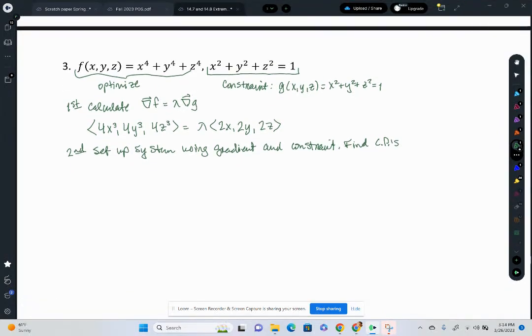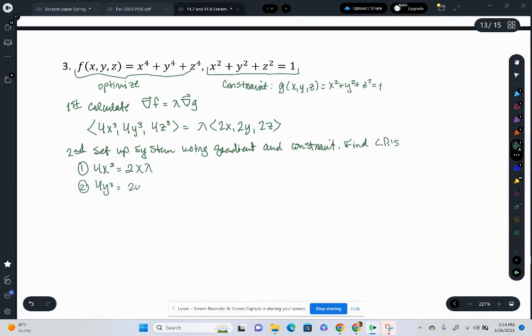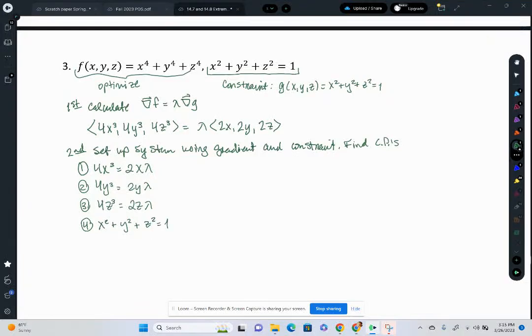So from the gradient, we get 3 equations. We get 4x cubed is equal to 2x lambda. In 2, we have 4y cubed is equal to 2y lambda. In 3, we have 4z cubed is equal to 2z lambda. And finally, in 4, we have x squared plus y squared plus z squared is equal to 1, and that's from our constraint.